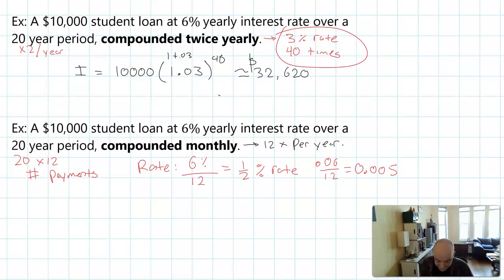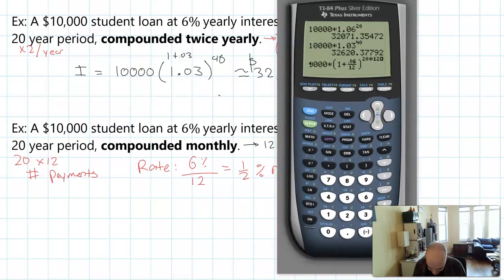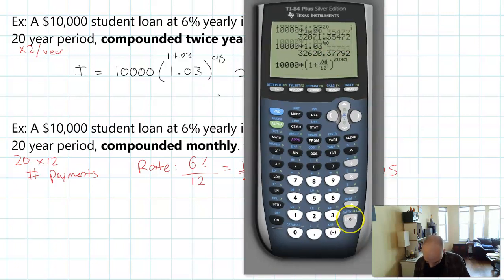Okay, let's crank that into the calculator. So I'm about to put all that information in the calculator. I have the initial value of 10,000, which is slightly off the screen, times the interest rate as a decimal, which would be 0.005, to the 20 times 12, because that's the number of payments. But I've chosen to leave it unreduced because I'm trying to derive a formula. So I have the rate divided by 12 over there, and I have the number of payments. Let's actually see what that would yield.